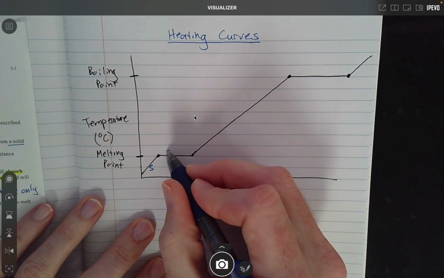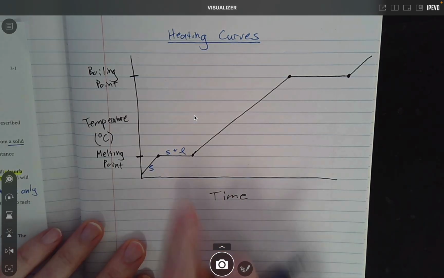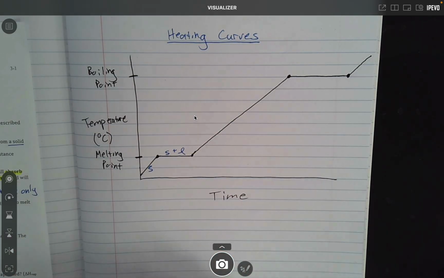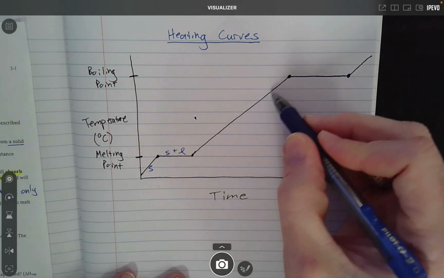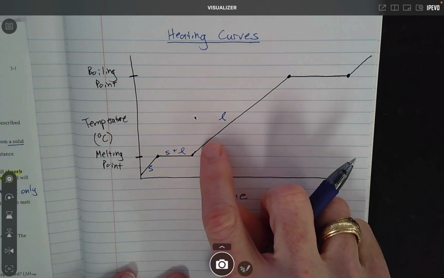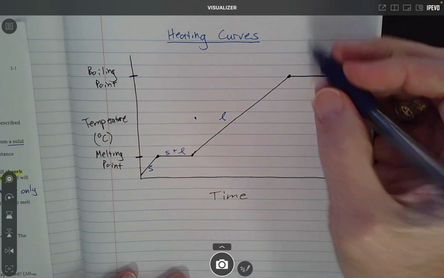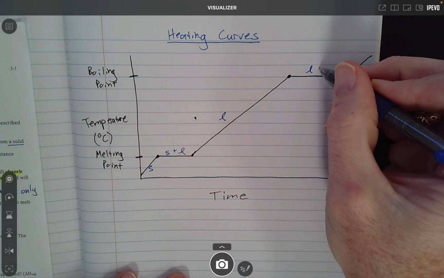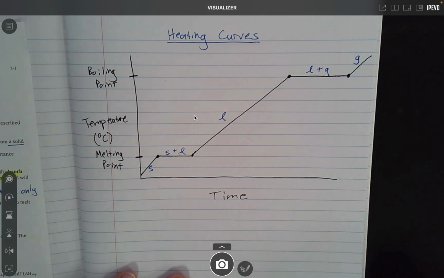So both the ice and the water were present. Okay, so that's a solid and a liquid. Now, once all the ice was melted, then we got to a very long part that was a liquid. All right, and then we get to a liquid plus a gas, and now this one is a gas.